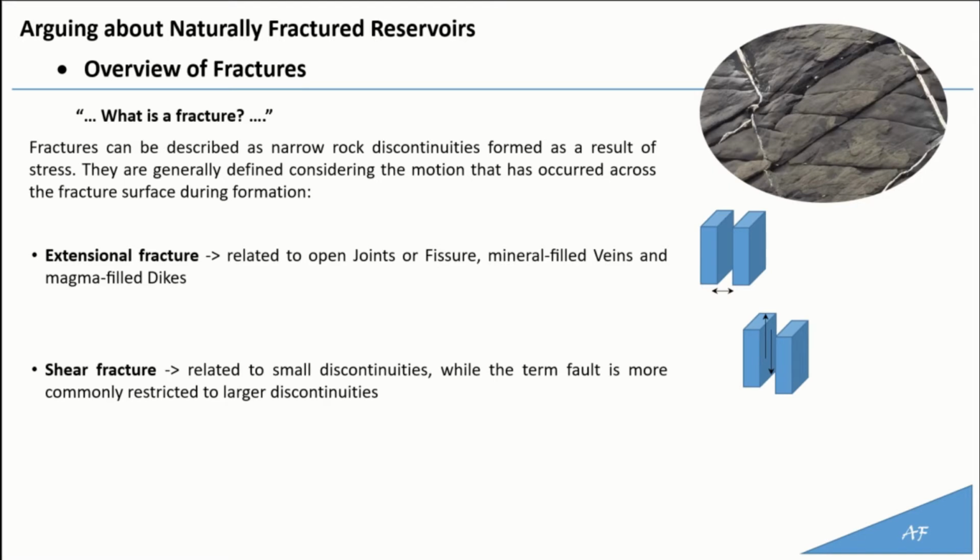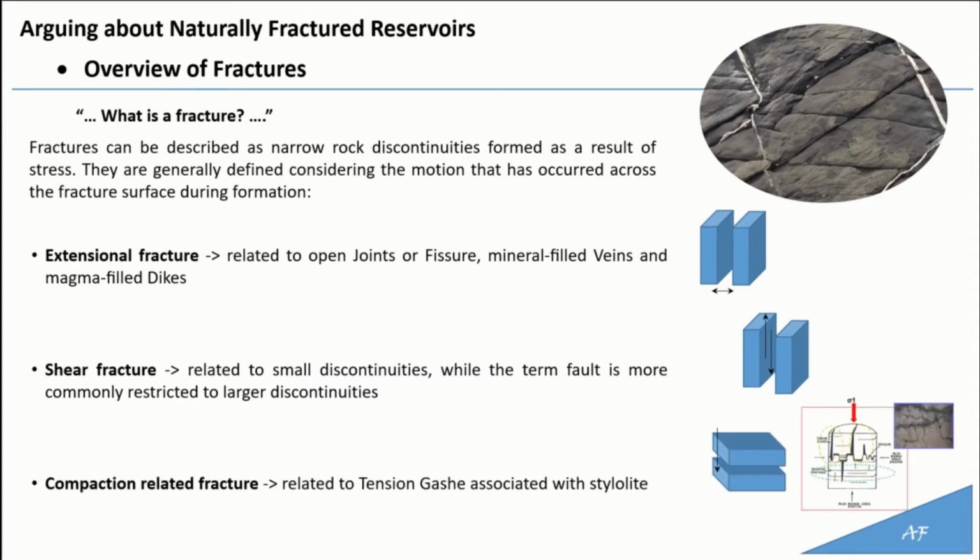A shear fracture is a fracture for which the relative movement is parallel to the fracture walls. Strictly speaking, the term shear fracture is mainly related to small discontinuities, while the term fault is more commonly utilized for larger shear fractures. An additional kind of discontinuities are the compaction-related fractures called tension gashes.